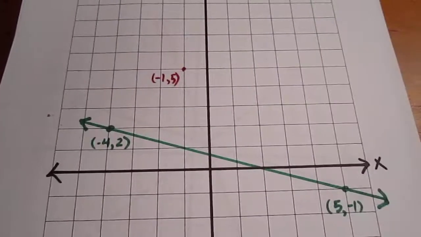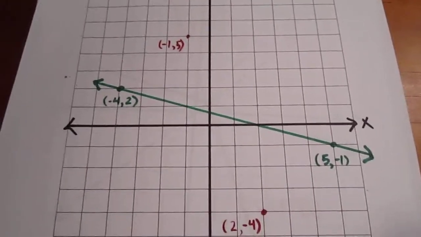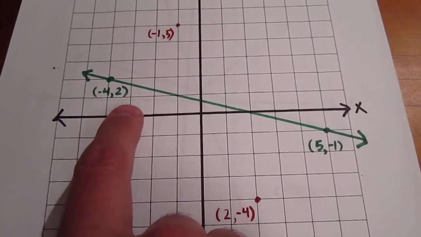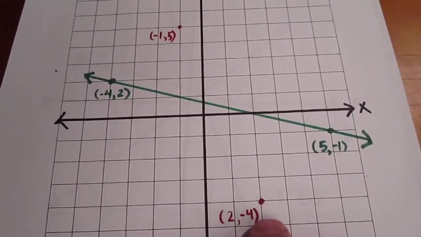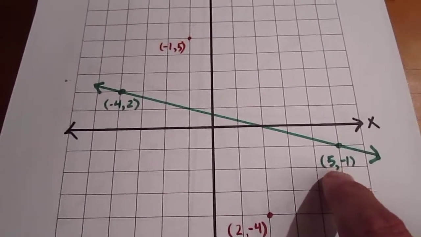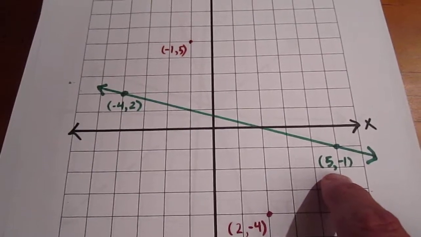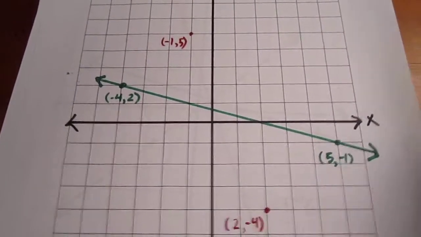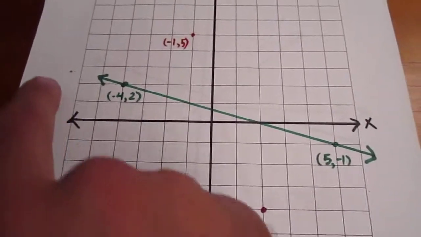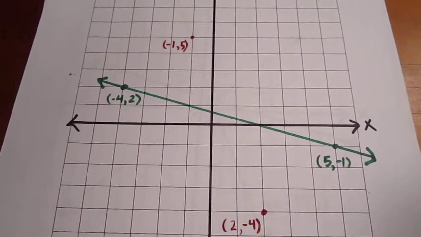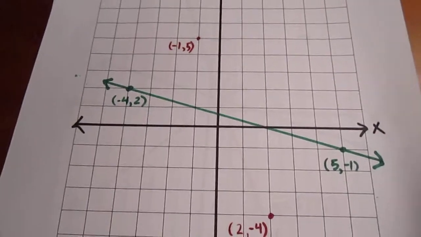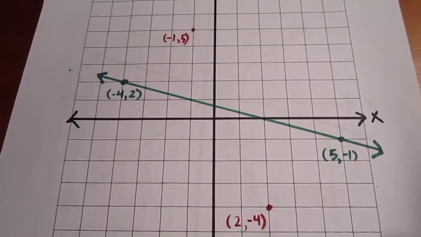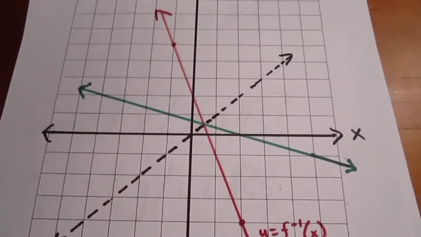Now, to determine the inverse, what we do at first is take the point (-4, 2), switch the x and y coordinates, and graph (2, -4). Also, we take the point (5, -1), switch the x and y coordinates, and we get (-1, 5). And now we realize the original function was just a straight line in between these 2 points. The reflection of a straight line is another straight line. So we're going to draw a straight line in between the 2 red points. That's what we get.